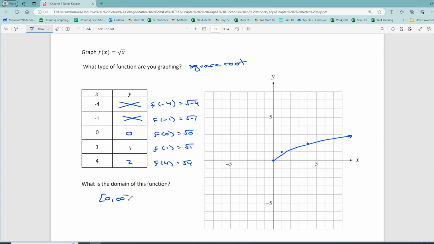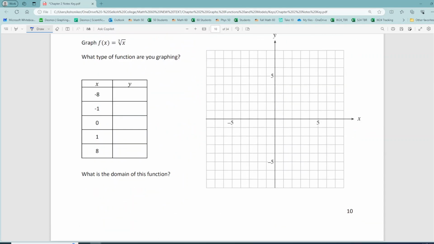How else do we know that? Well, we know that we can't take the square root of a negative number. So when you're determining domain, again, this is your base function, but if you're determining the domain of any square root function, you say that the radicand, or whatever's underneath the radical sign, has to be greater than or equal to 0. And then you can write it in interval notation if you want. So either of those are absolutely fine.